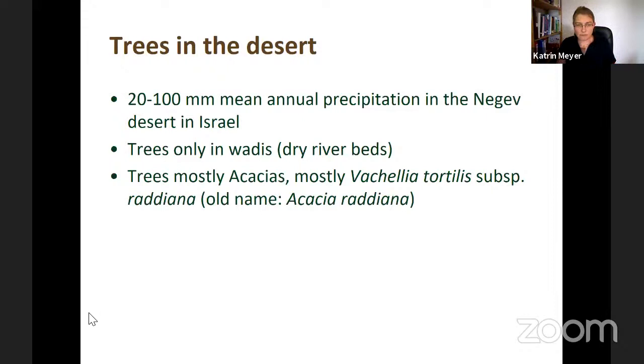Probably some of you are familiar with acacias. In this region, for those who are interested in the species, it's mostly Vachellia tortilis subspecies raddiana. The old name, and that's also the name at the time when this was studied, was Acacia raddiana, but this has now changed after a big discussion. And this is how it looks like, the main species there.